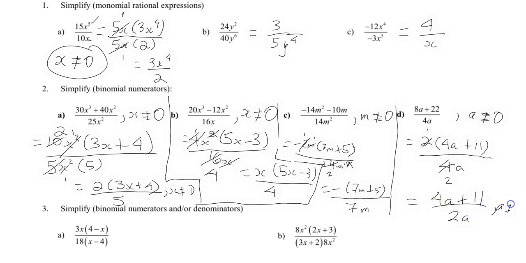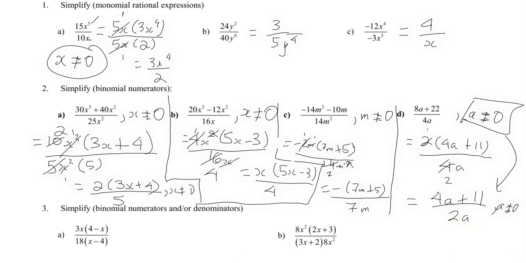And same restriction. I don't need to restate it. As long as it's stated up here, that's good enough. I just need to remember that it applies down here. Even in this simplified expression, a can't be 0. Same deal here, m can't be 0. Over here, x can't be 0. That's the restriction.